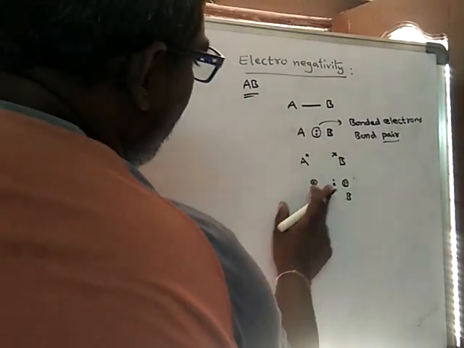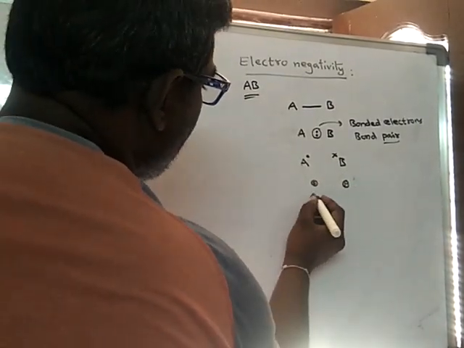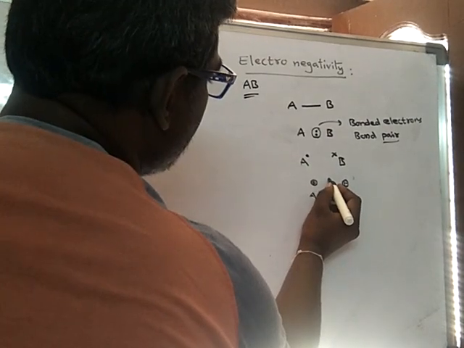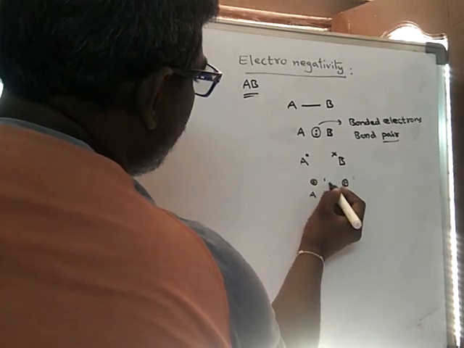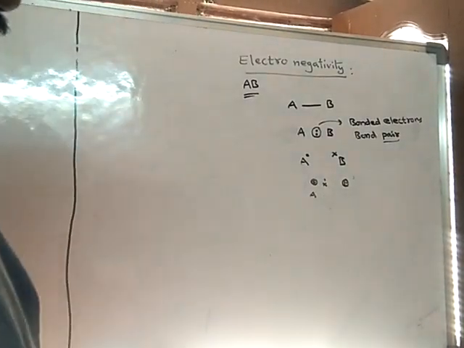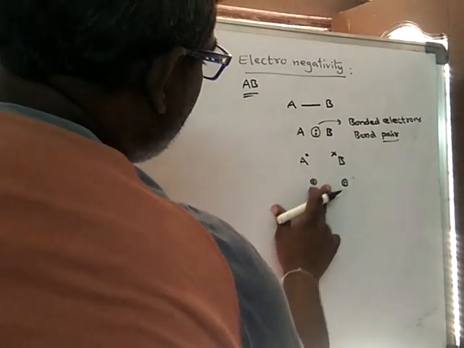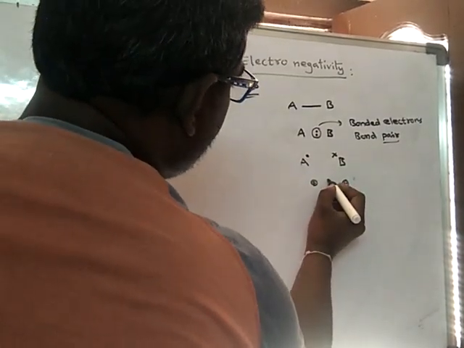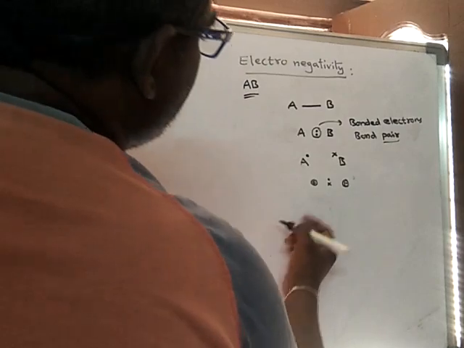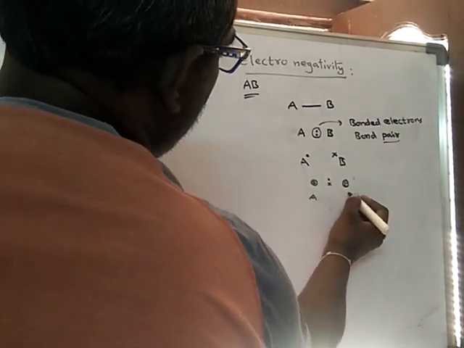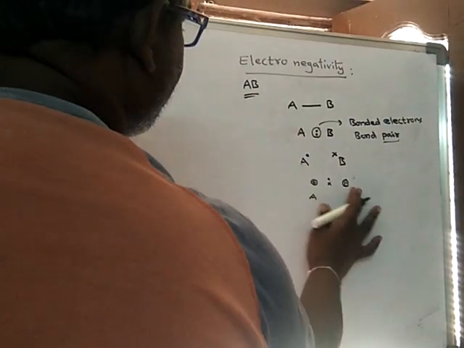Suppose the attracting power of A is more, then that electron pair will move slightly towards A. Suppose the attracting power of A and B are the same, equal, then exactly they lie in the center between A and B. Are you following? So like this.